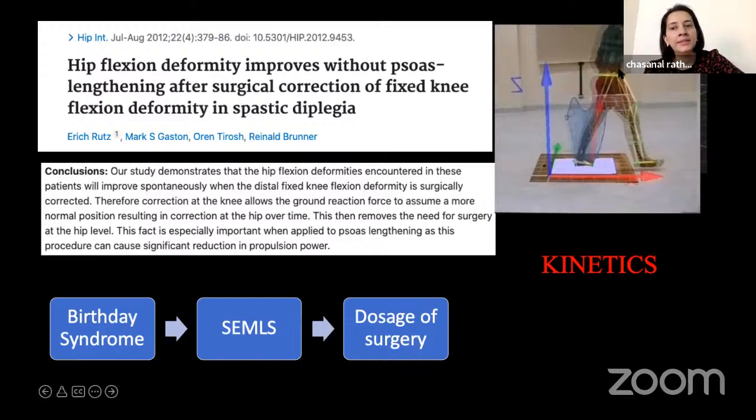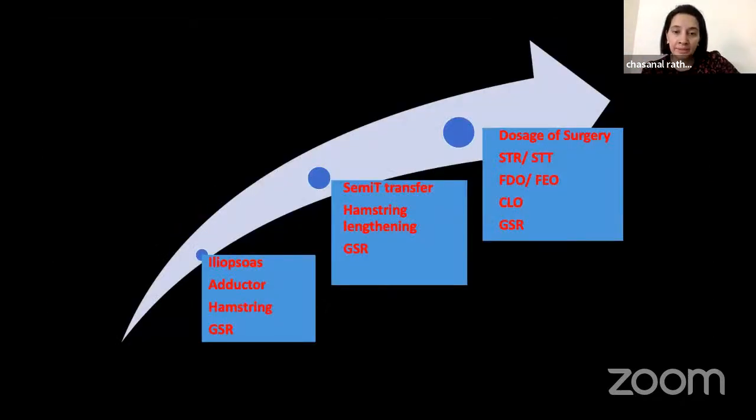So with gait analysis, we pick up the smallest knee flexion problems, and according to that, we don't do psoas and rectus lengthening anymore. And the dosage of surgery has totally changed. What earlier was called the birthday syndrome or birthday surgeries, and then single event multi-level surgery, has changed to a newer terminology, that is dosage of surgery. So the dose is divided for each muscle and for each joint. And this is how the change in surgeries has happened.